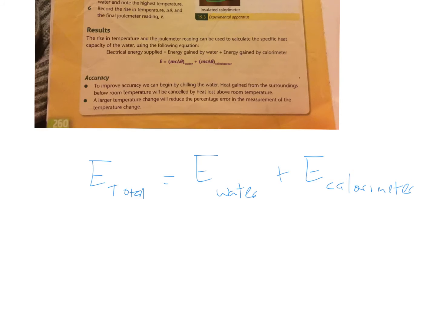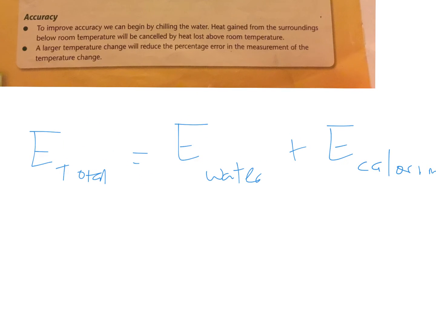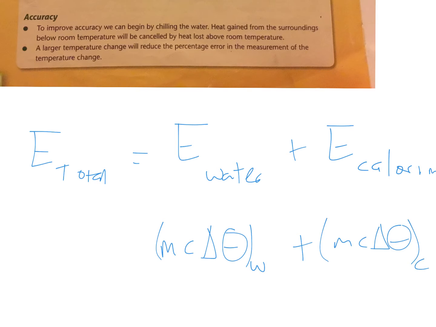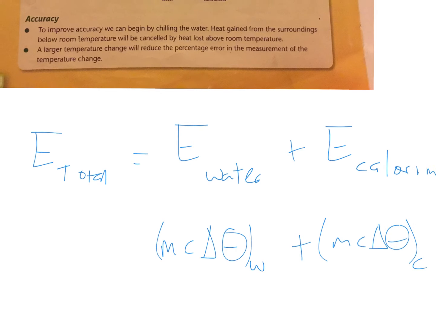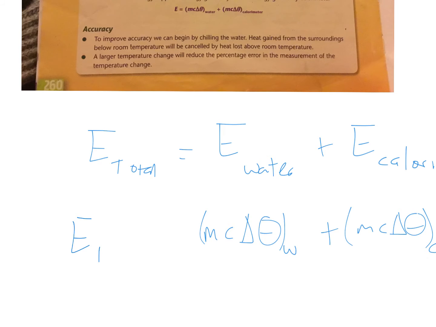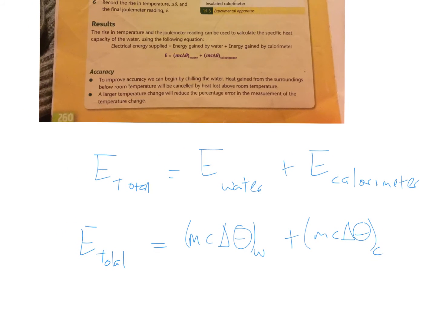Now, if we want to make this formula a little bit more useful, we know that E is equal to mc delta theta. So for water, to calculate the energy needed to heat up the water, we can say it's going to be mc delta theta for the water. And for the calorimeter, the energy needed to heat that up will be mc delta theta for the calorimeter. And again, that's together going to be equal to the total energy we put into the system. So a little bit more values to fill in here.